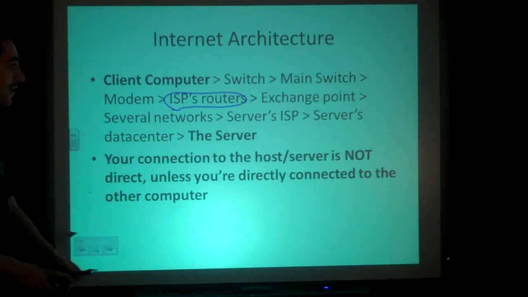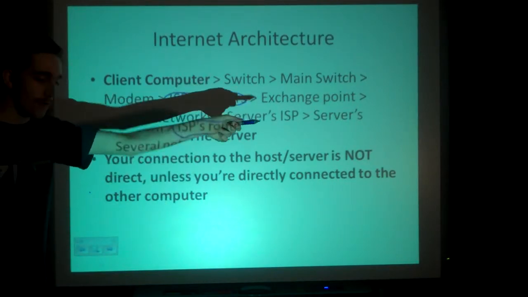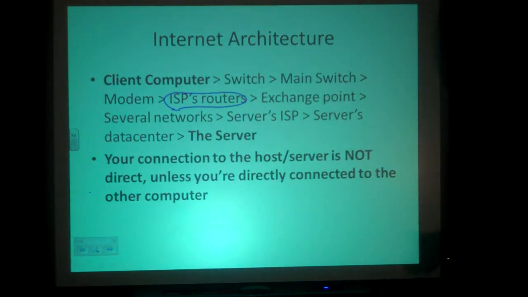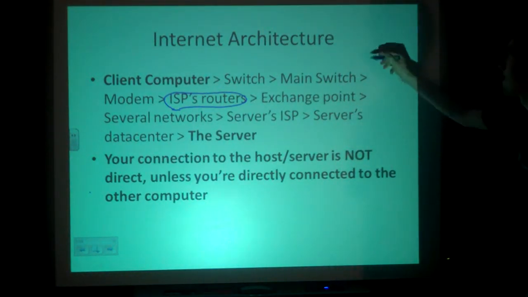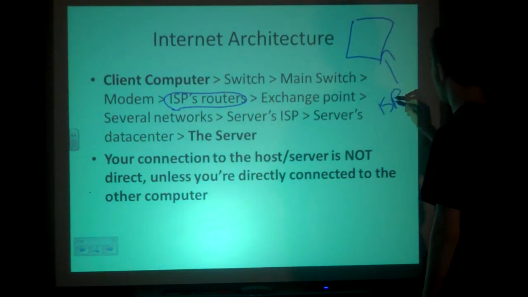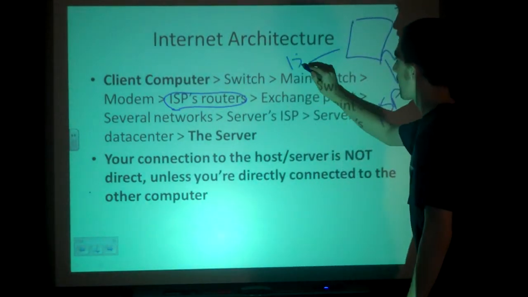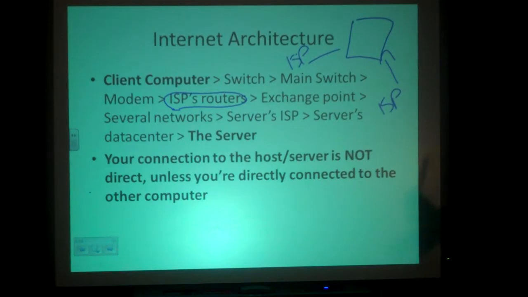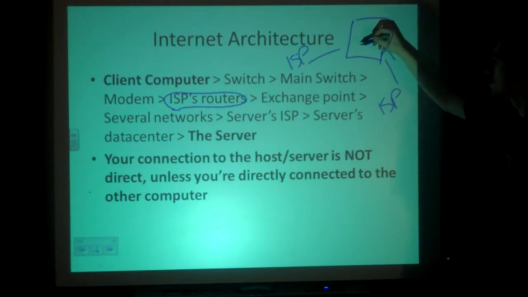Awesome. After that, it goes to an exchange point. We talked about that a little bit yesterday. What's an exchange point? It's where ISPs and data centers link. So you have Comcast connecting, you have CenturyLink, you have Roadrunner, you have all of them connecting to an exchange point.